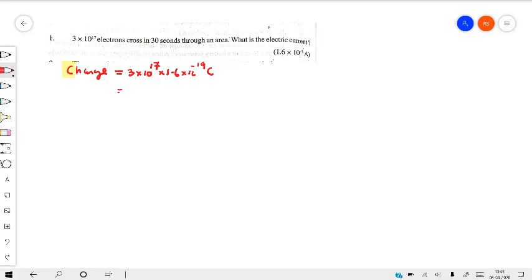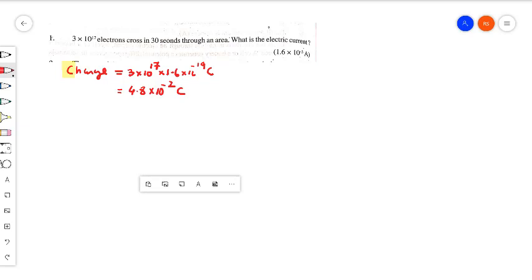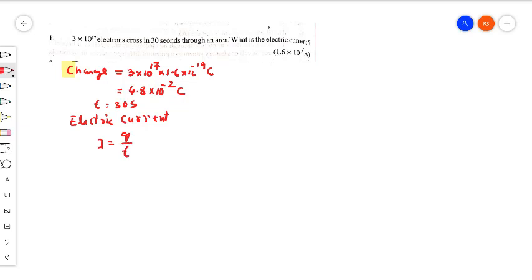So total charge is 4.8 into 10 to the power minus 2 coulomb. Now this amount of charge flows in time t equal to 30 seconds. So electric current is defined as the rate of flow of charge.